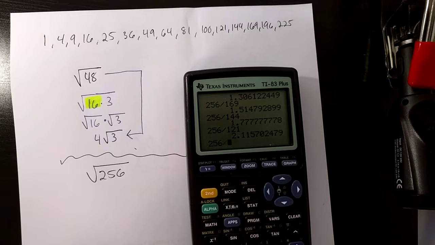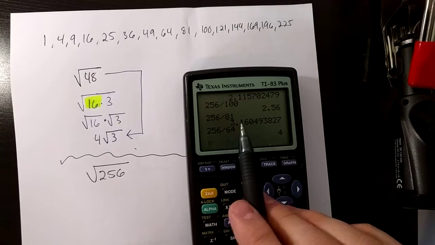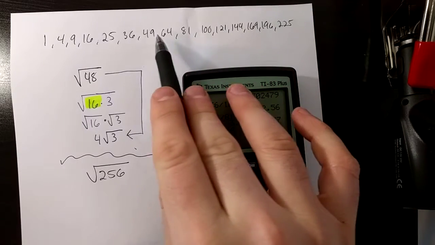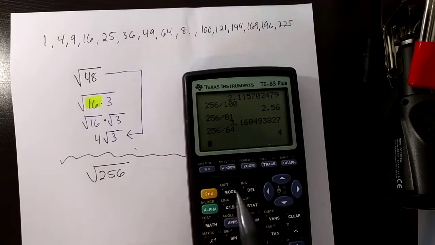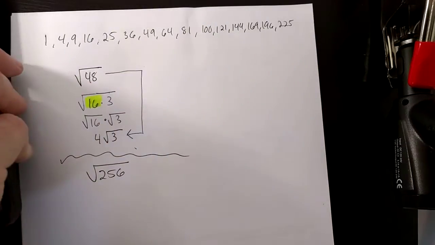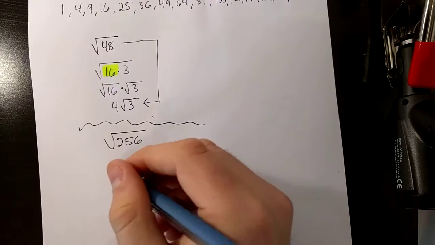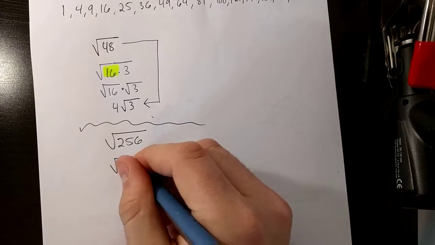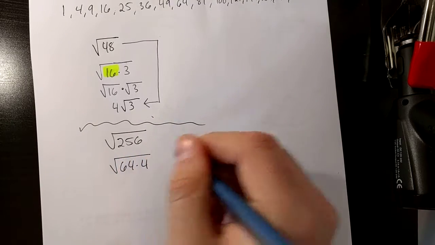So now I'm at 100. 2.56, still is not going to do it. Let's try 81. Nope. Let's try 64. And I got 4. So 256 divided by 64, after I did all these numbers, I got to here. 64 is my hidden perfect square. So 64 times 4 is 256. So I'm going to rewrite it as the square root of 64 times 4.